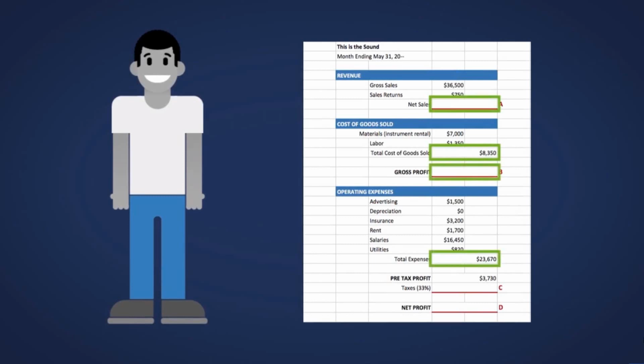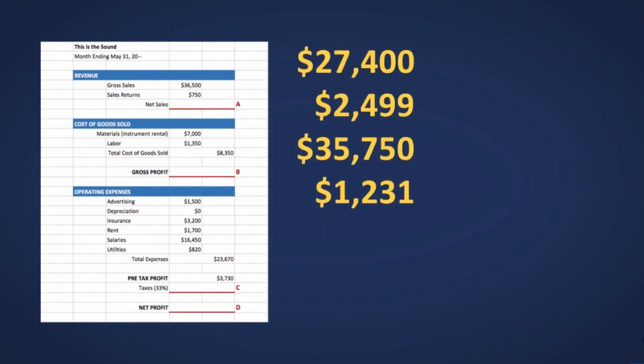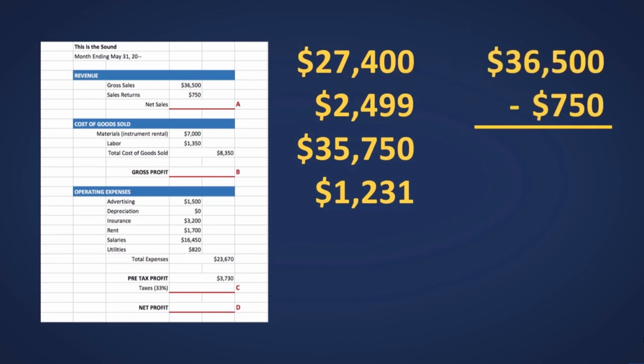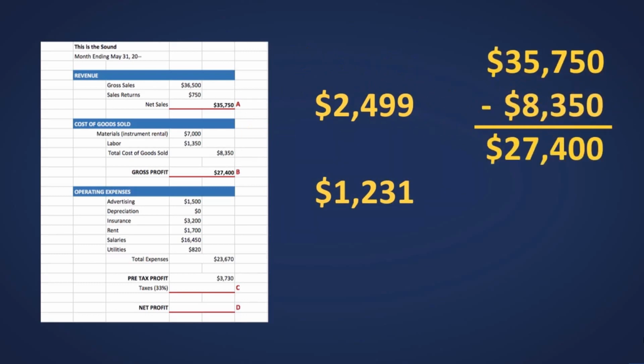gross profit, total expenses, and pre-tax and net profit. Using his income statement, determine the appropriate location for the following figures. Like before, let's begin by calculating the net sales. Add gross sales and sales returns for a total of $35,750. Subtract the total cost of goods sold from the net sales to get $27,400 in gross profit.